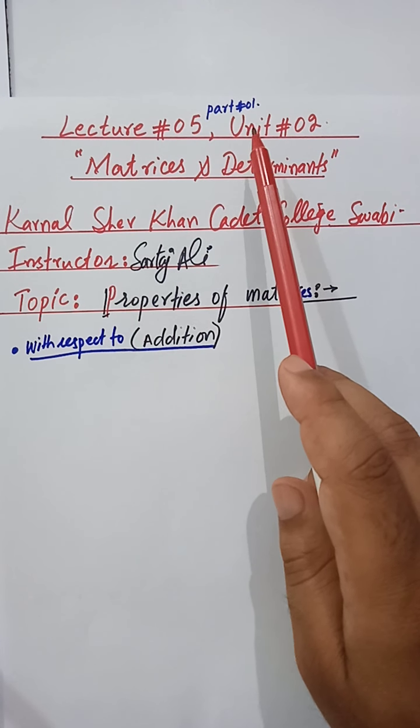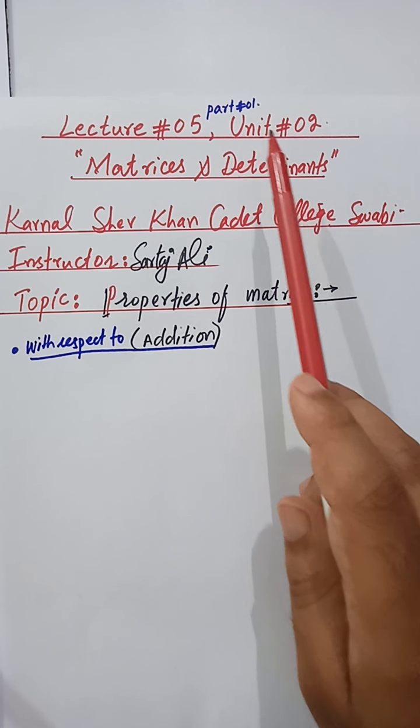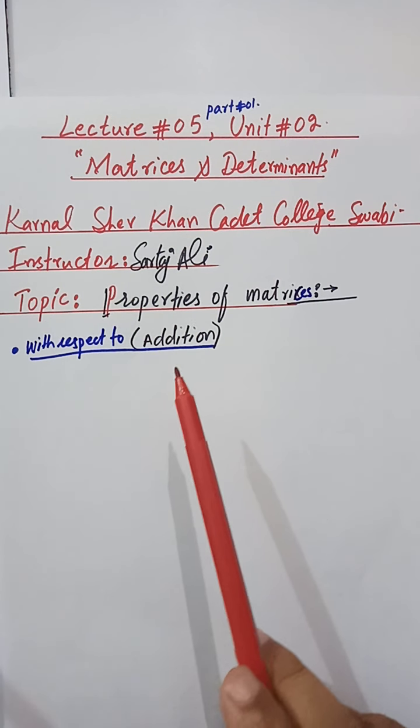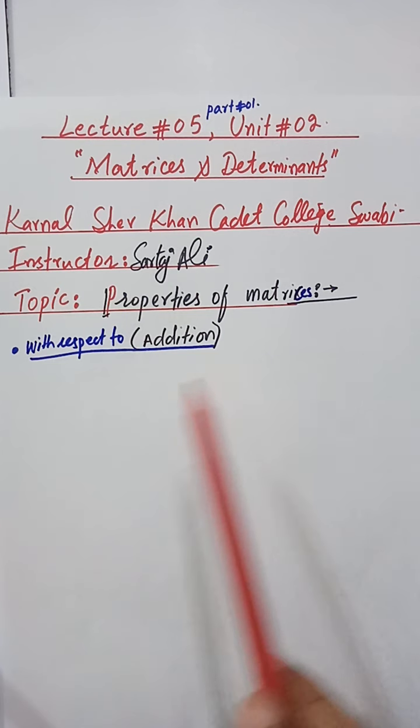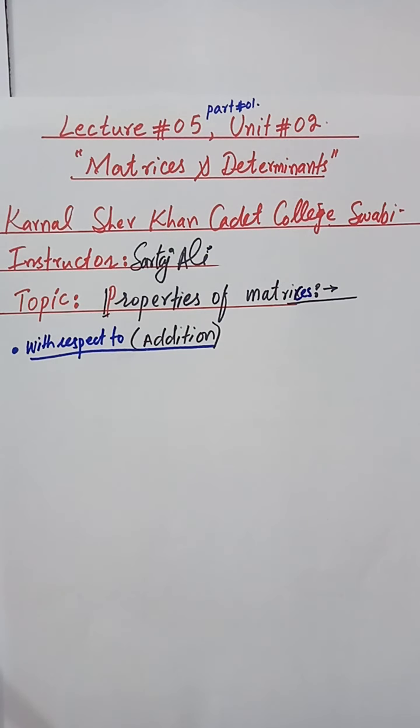Part number 1 of lecture number 5. In part number 1 of lecture number 5, we will discuss the properties of matrices with respect to addition. We will discuss different properties of matrices with respect to addition in this video lecture.